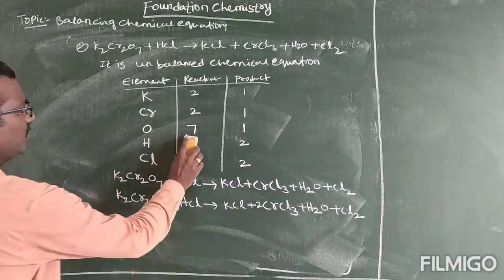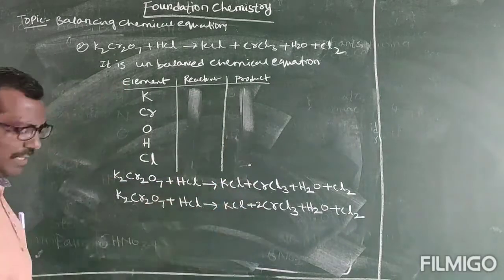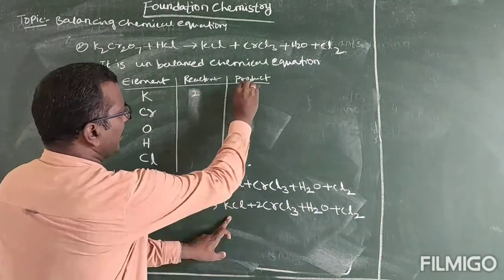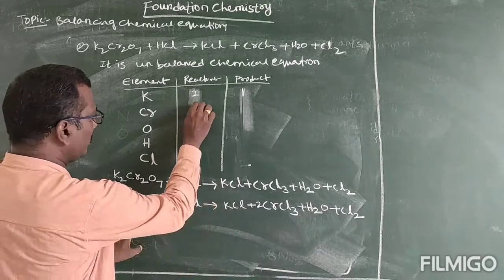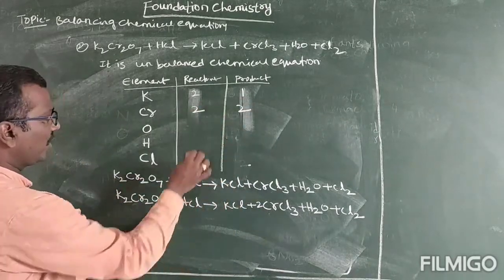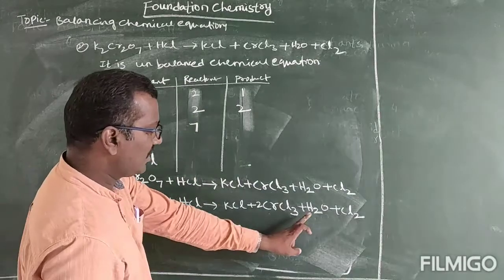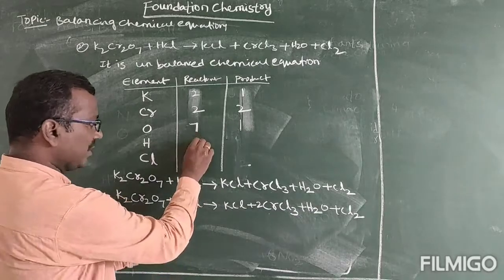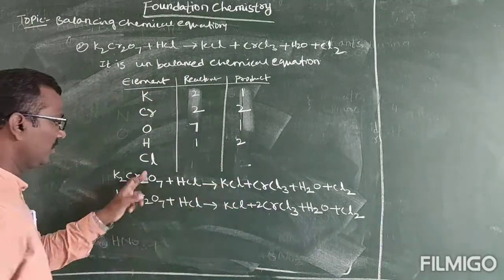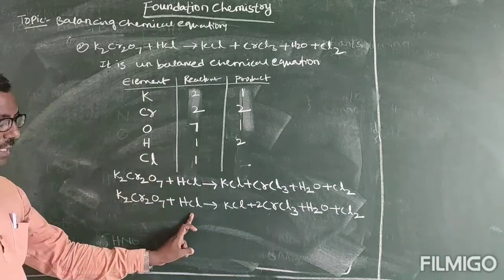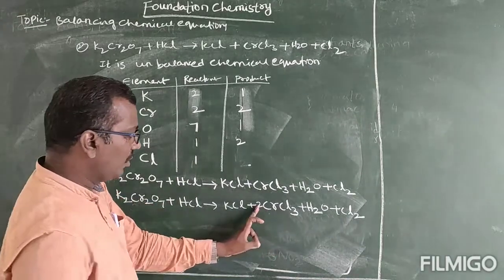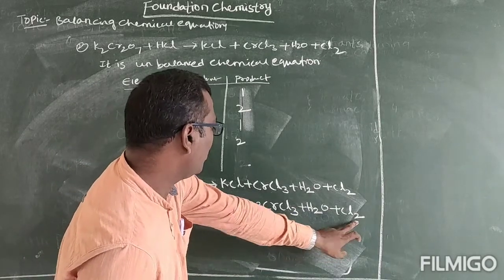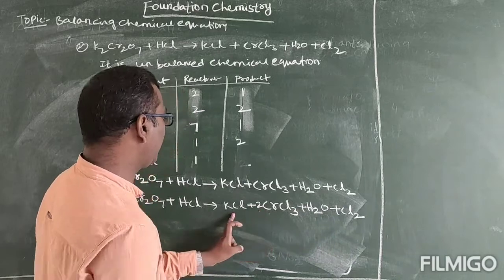Now first what I will do? I will check whether I have done right or not. Potassium 2 and here it is 1 only. Chromium 2 and here it is balanced. Oxygen this side 7 and this side it is 1 only. And hydrogen this side it is 1 and this side it is 2. Chlorine reactant side 1 and here chlorine 3 2s are 6 plus 2, 8 plus 2 we have got.